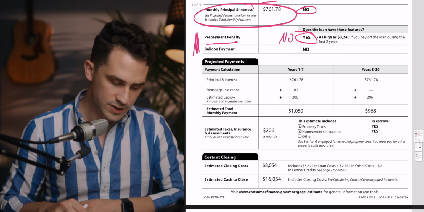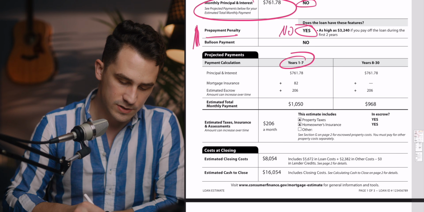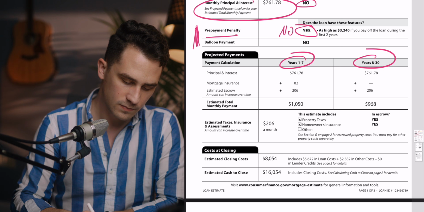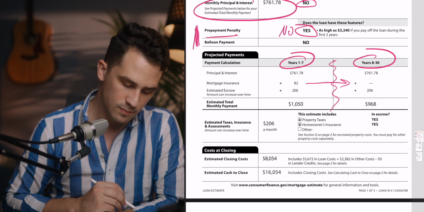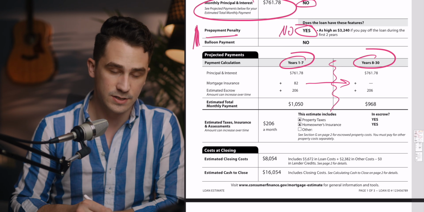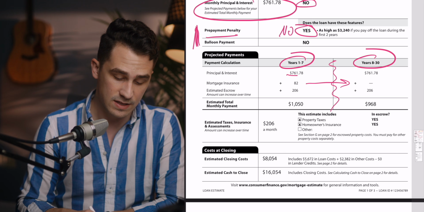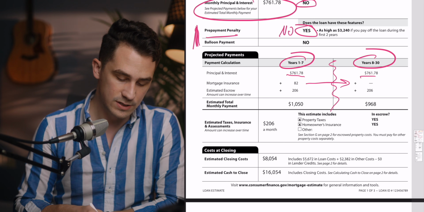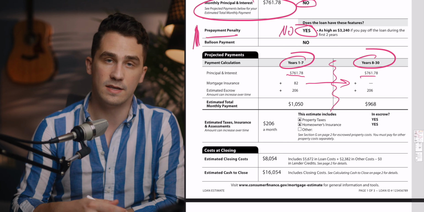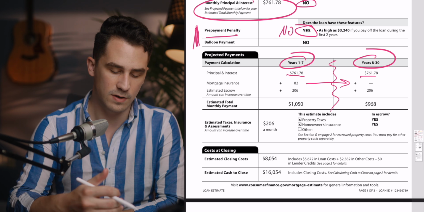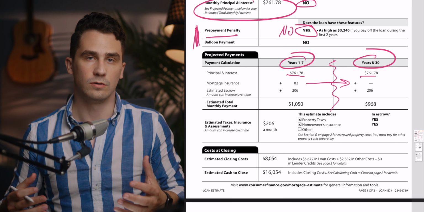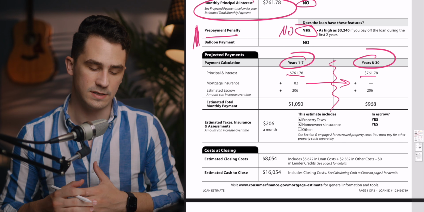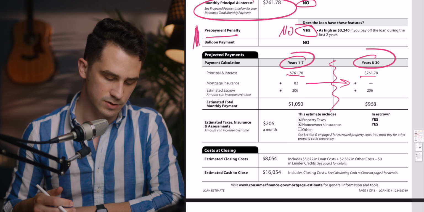Okay, then we go to our projected payments. What's happening in years 1 through 7 and 8 through 30? So why would these be different here? The main reason is the change in mortgage insurance. I'll explain in a second. So with a fixed rate loan, principal and interest stay the exact same. What did change was mortgage insurance. Mortgage insurance actually dropped because there was 20% equity in the home, and that's where conventional mortgage insurance would fall off. Something like an FHA loan, you're likely not going to see that fall off unless you put 10% down. VA loans won't have monthly mortgage insurance.